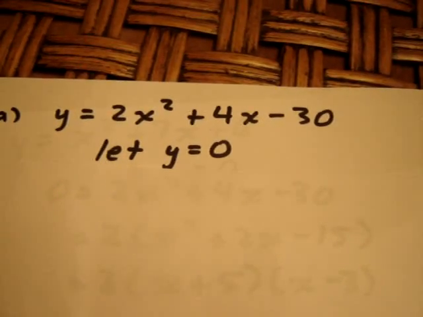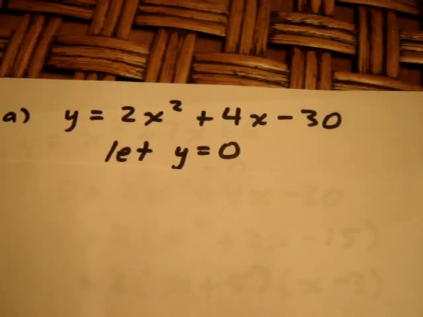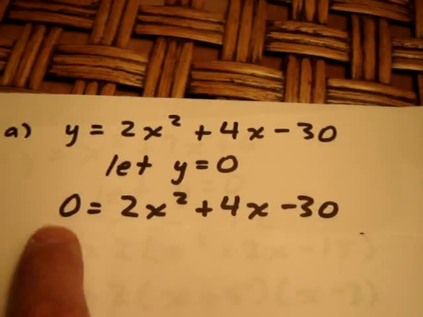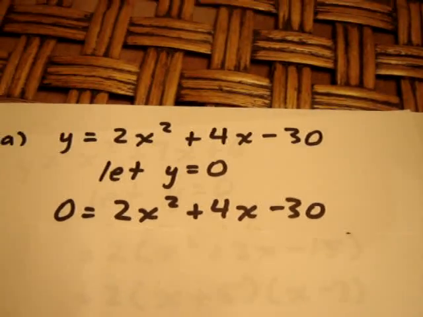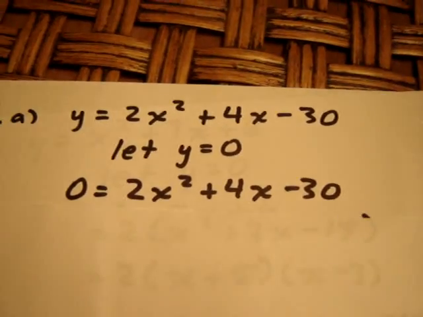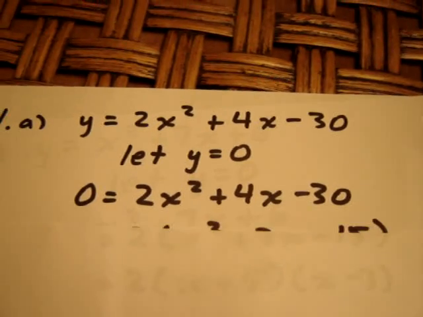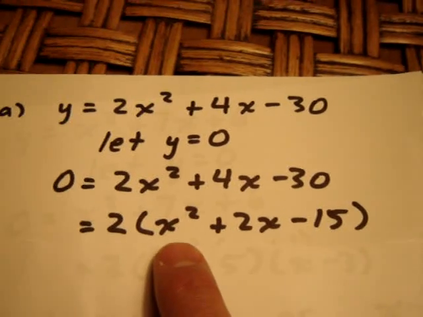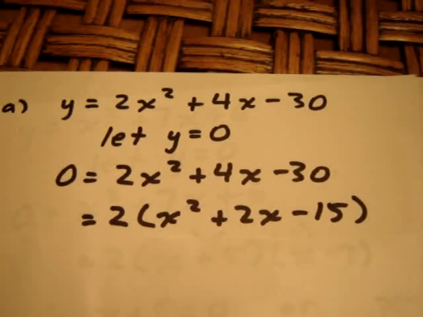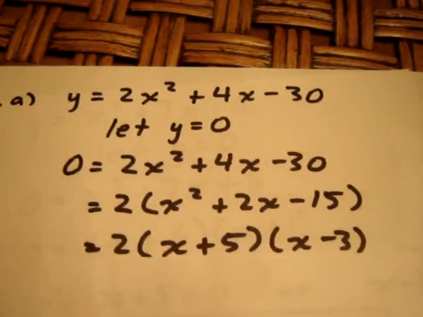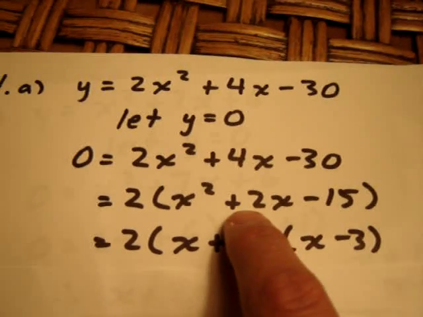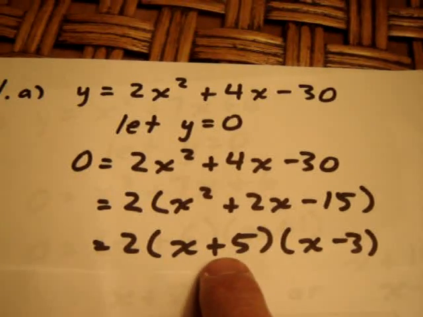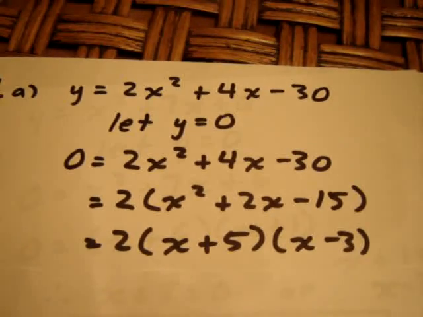We re-express the equation, and the only change we make is, at first, we just let the left-hand side be 0. 0 equals 2x squared plus 4x minus 30. Now, we factor out the 2, like we know how to do, and inside the bracket we have x squared plus 2x minus 15. We then find two numbers with a sum of positive 2 and a product of negative 15. Those two numbers are plus 5 and minus 3.